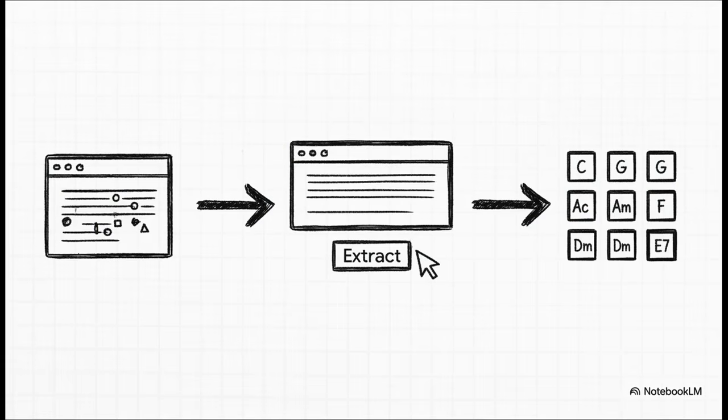Let's look a little closer at those first couple of steps. So you find a song you like on a site like Ultimate Guitar. You copy the whole thing, lyrics, chords, all of it, and you just paste it right into the box. You hit one button and boom, the tool instantly reads through all that text and pulls out all the chord information for you. It's that fast.